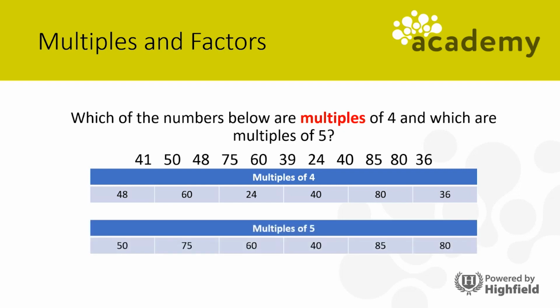And here are the multiples of 5, because 5 times 10 is 50. 5 times 15 is 75. 5 times 12 is 60. 5 times 8 is 40. 5 times 17 is 85. And 5 times 16 is 80.